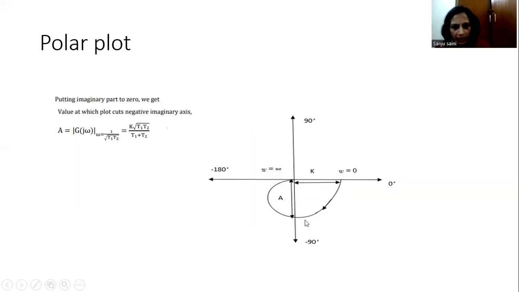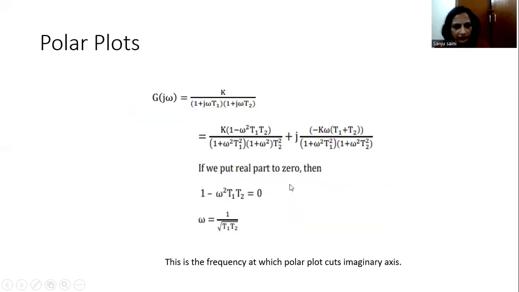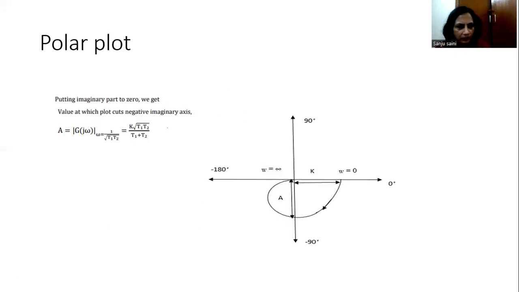We just make a curve passing through these points, and we get the polar plot of this particular function, which has two poles at -1/T1 and -1/T2. This gives the magnitude of G(j omega) at omega equal to 1 by root of T1 T2. This is point A, where A is equal to K root of T1 T2 divided by T1 plus T2.